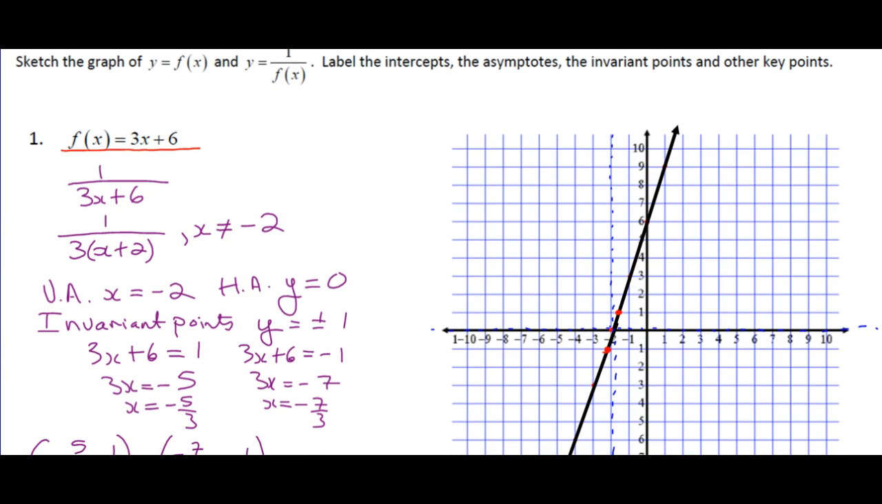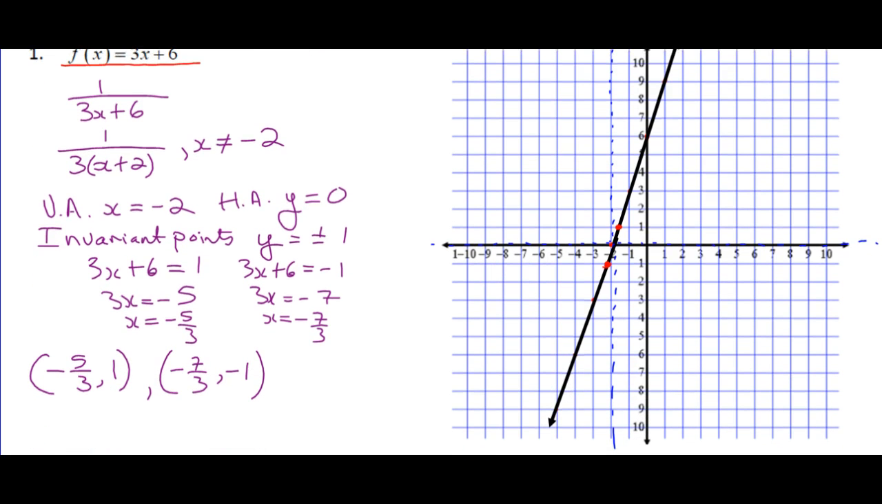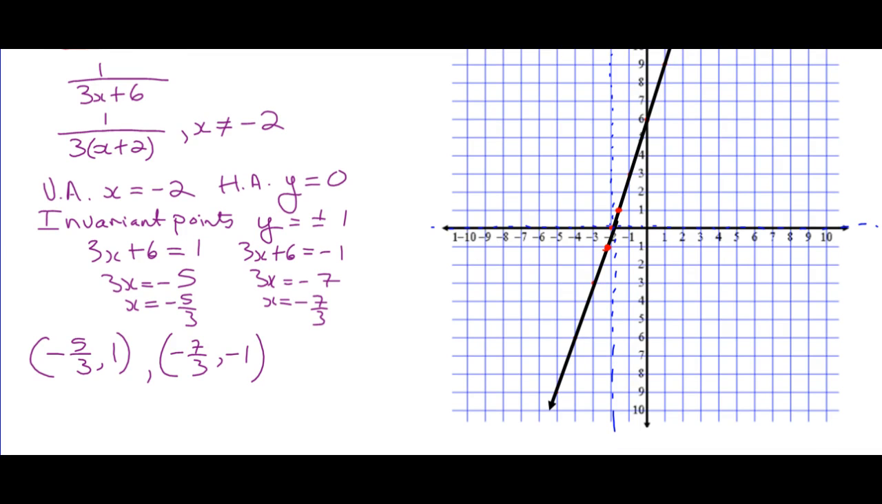Okay, intercepts. So where does this intercept? When is 3x plus 6 equal to 0? Negative 2. Or sorry, how do we make y equal to 0? What value of x makes this 0? Can't do it, right? We can't get this expression to be 0. There's no x-intercept. That's why we end up with this asymptote here.